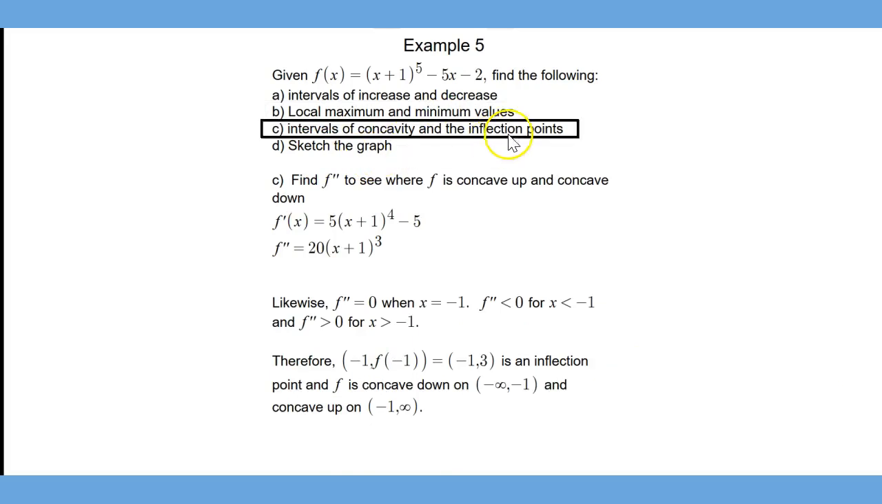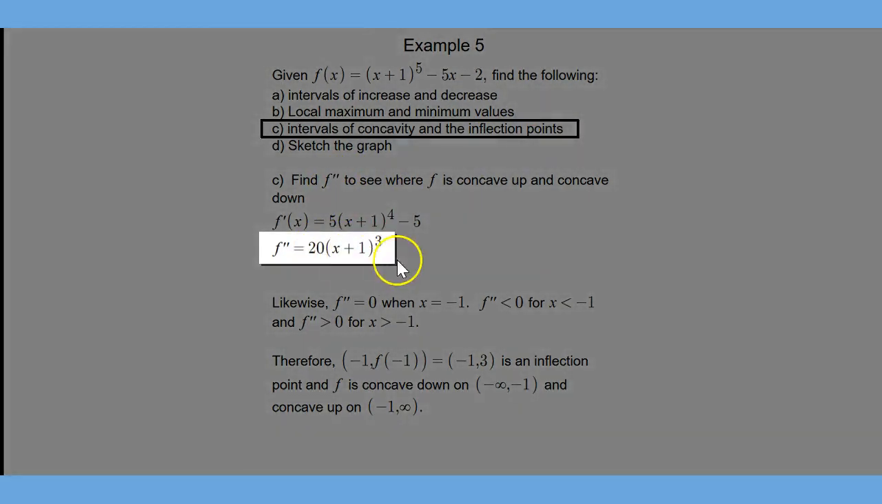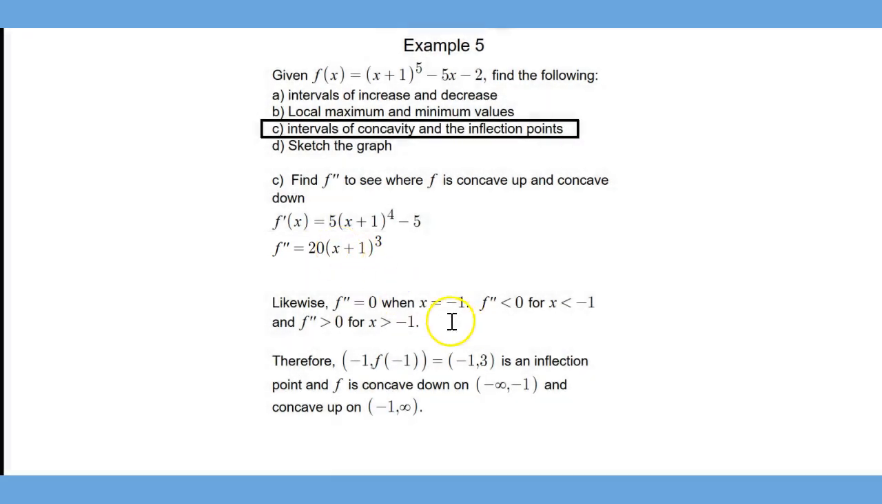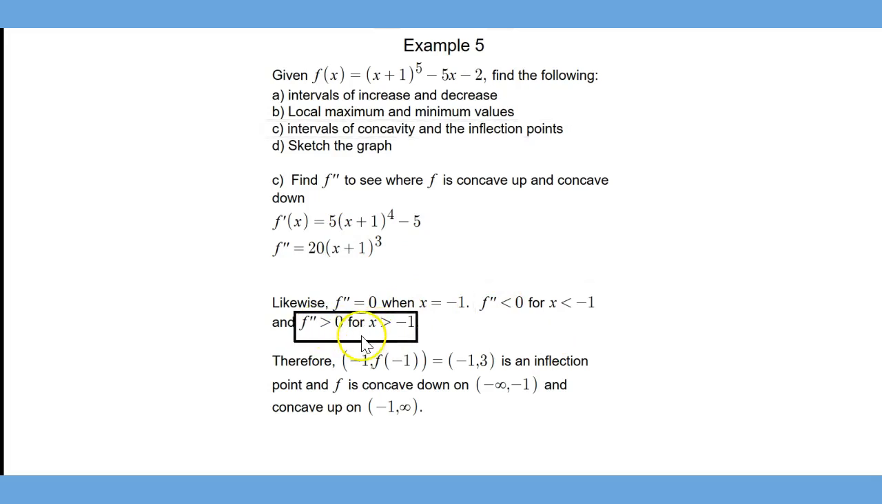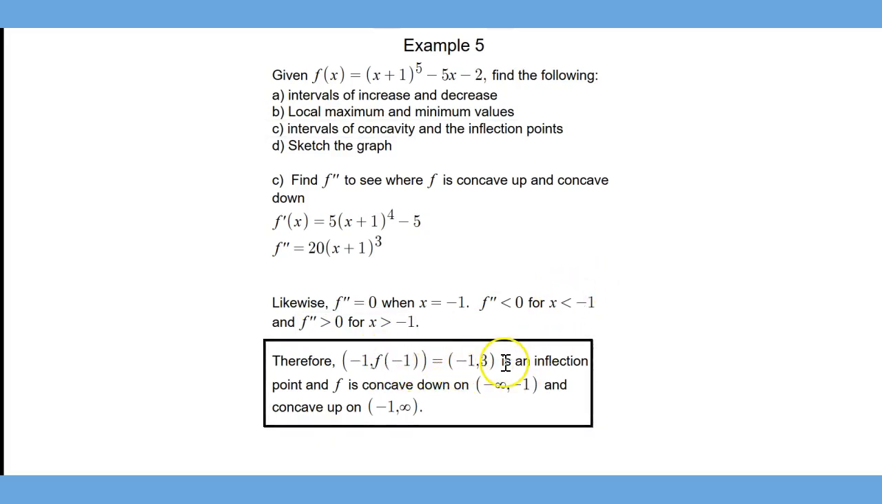So now to find the intervals of concavity and the inflection points, I want to find that second derivative and set that equal to 0. Well, the second derivative is this cubic. And the only place that is 0 is when x is minus 1. And to the left of minus 1 is where the second derivative is less than 0. And to the right of minus 1 is where it's greater than 0. Therefore, when I plug minus 1 into my original equation, minus 1, 3 is an inflection point. And it's concave down to the left of minus 1 and concave up to the right of minus 1.